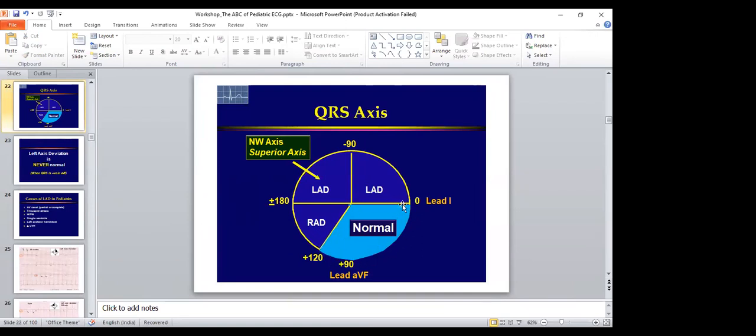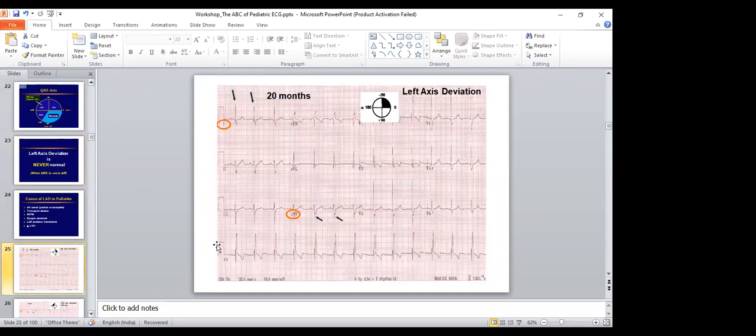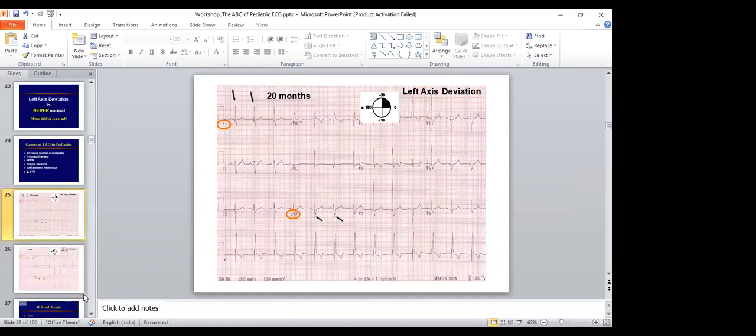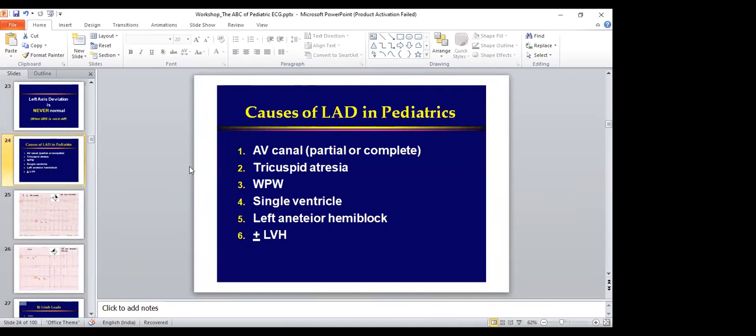From normal axis, if it is northwest axis or superior axis, that is left axis deviation, it is considered abnormal. As a dictum, QRS should never be negative in AVF, because if QRS is negative in AVF, we will have left axis deviation. If cumulative QRS is negative in 1 and in AVF, we are going to get left axis deviation with northwest axis, which is definitely abnormal. Where do we see left axis deviation in pediatrics? In AV canal defect, partial or complete, in tricuspid atresia, in WPW syndrome, single ventricles, left anterior hemiblocks.